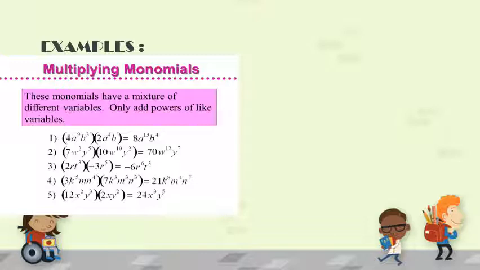Fifth question, 12x^2 y^3 into 2xy^2. Here we multiply the number 12 into 2, which gives us 24. Then x^2 into x is equal to x raised to 2 plus 1, that is x raised to 3. Then y^3 into y^2 is equal to y raised to 3 plus 2, which gives us y raised to 5. When you see all of this, what we have done here, the question is a mixture of different variables, but we add only the powers of like variables. Keep that also in mind.